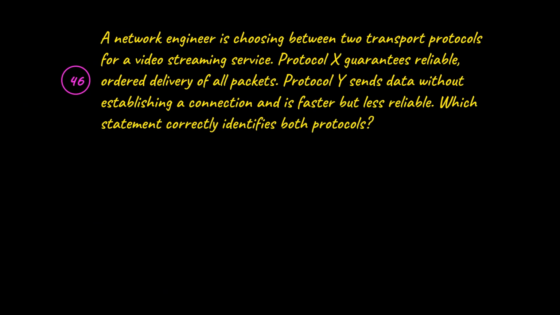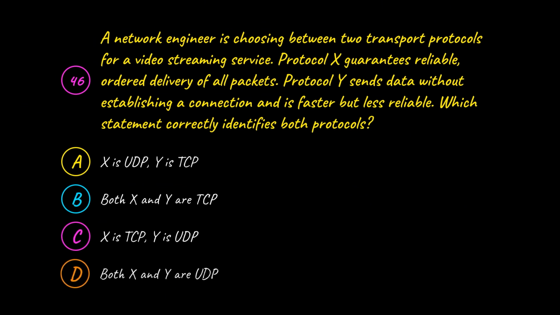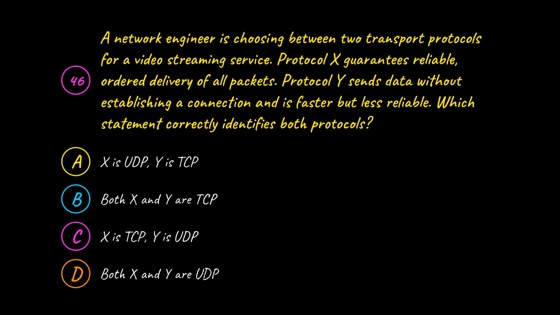Your options are A. X is UDP, Y is TCP. B. Both X and Y are TCP. C. X is TCP, Y is UDP. D. Both X and Y are UDP. Which would you go with? Lock it in before the reveal.